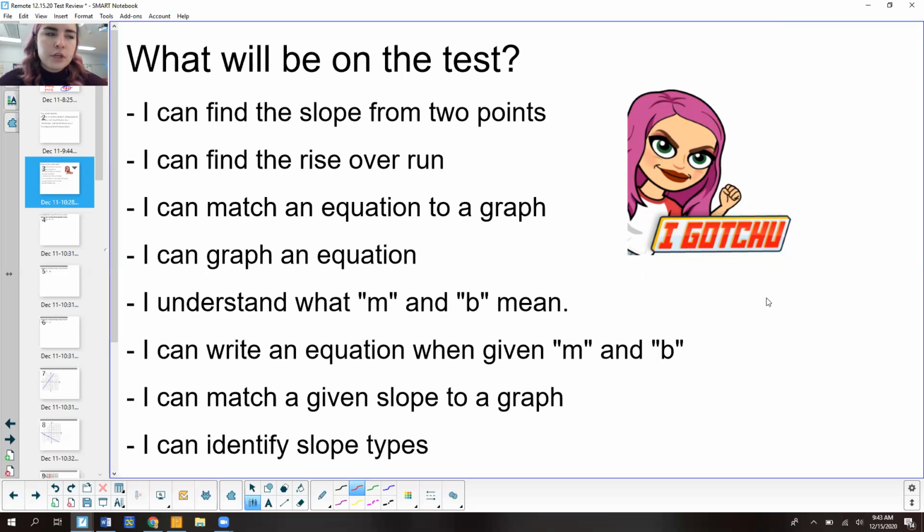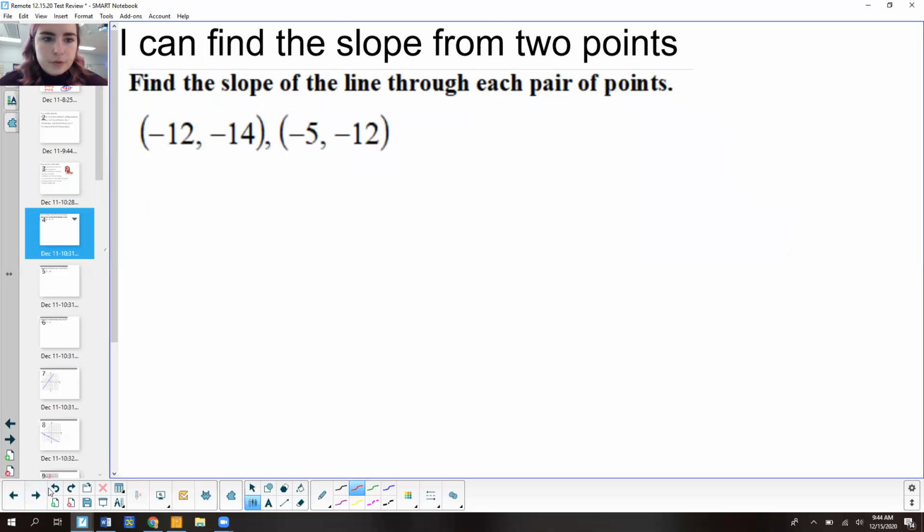So lots of things. We're going to do practice problems for every single one of these skills this week, so you are going to have lots of practice problems to study from, to understand, hopefully, and get some practice and participation. All right, so this first one: I can find the slope from 2 points.